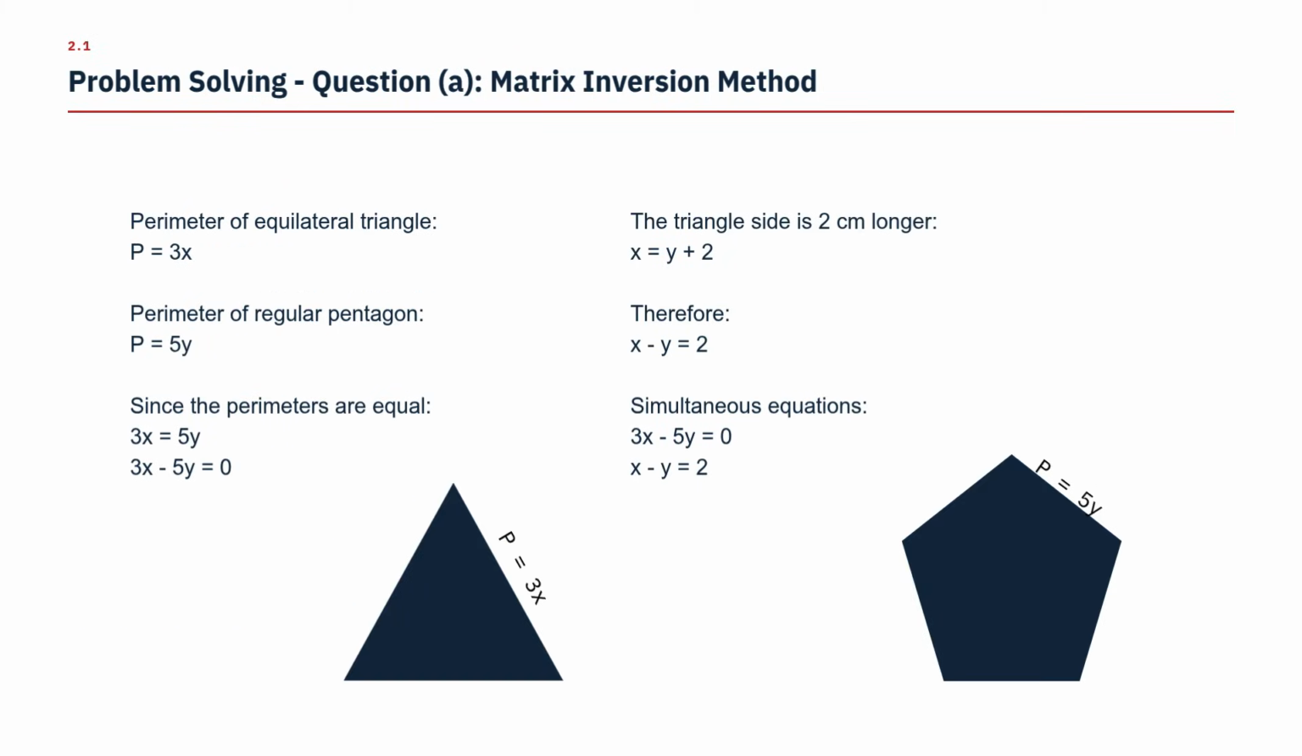Now, let's start with the first question. We know that the perimeter of an equilateral triangle is 3x because it has 3 equal sides. For the regular pentagon, the perimeter is 5y because it has 5 equal sides. Since both perimeters are equal, we get 3x equals 5y. Rearranged, it gives us 3x minus 5y equals 0. The question also states the triangle side is 2 centimeters longer than the pentagon side, so x equals y plus 2, or x minus y equals 2. Therefore, these are our two simultaneous equations which we will convert into matrix form in the next step.